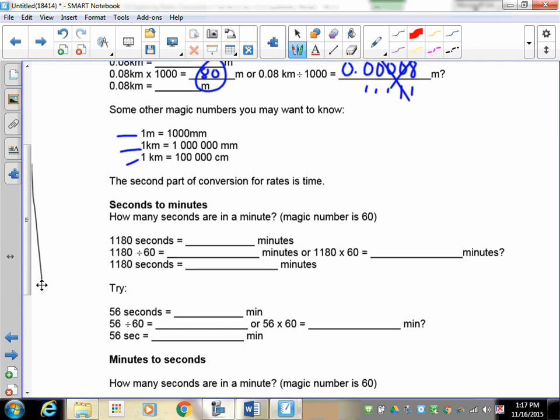So you can write these numbers down sometimes, and it'll be helpful for you. I will be able to tell you what your magic numbers are on tests and stuff, but how to use them is going to be up to you. Okay, so that's our distance stuff. Now let's talk about time.